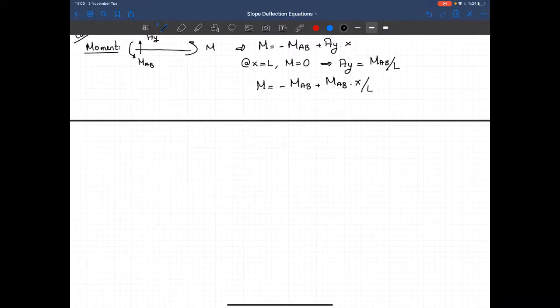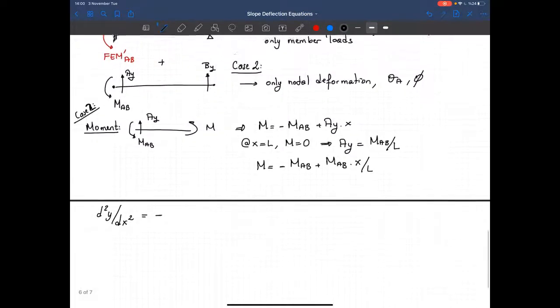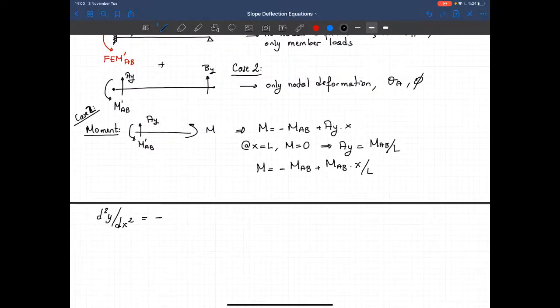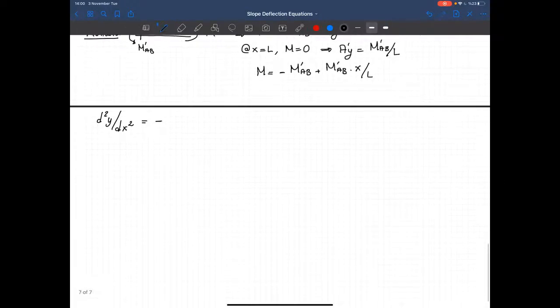Let's continue. Let's write the differential equation. Now d square y divided by dx squared is equal to, let me put primes here, I forgot to put primes. Oops, not here, but here. So let's put all the primes. Alright, now we can continue. Minus MAB prime plus MAB prime times x over L.